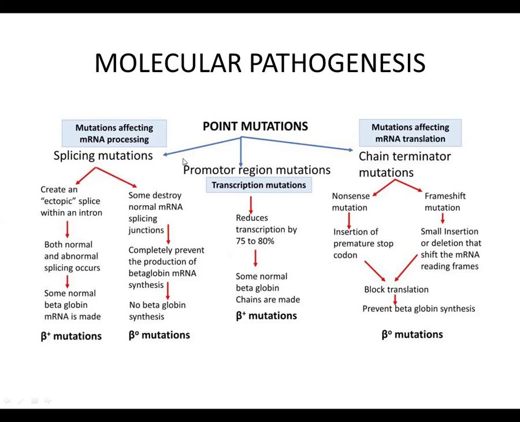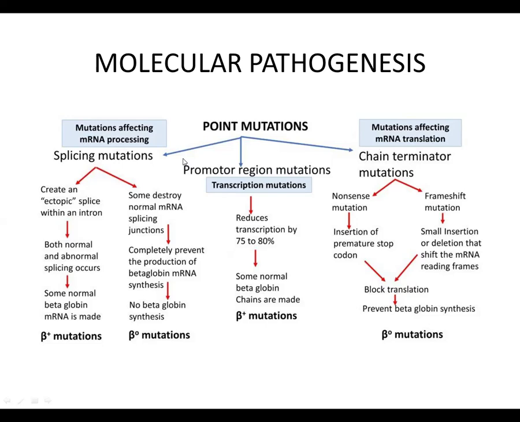In chain terminator mutations, there are again two types of mutations: nonsense mutations and frame shift mutations. In nonsense mutation, a premature stop codon is inserted, which blocks the translation and prevents the formation of beta globin chains. In cases of frame shift mutation, there is either insertion or deletion that shifts the reading frame, and therefore, again, this results in blockage of the translation process, resulting in absence of beta globin chain synthesis. So, chain terminator mutations result in beta naught mutations.